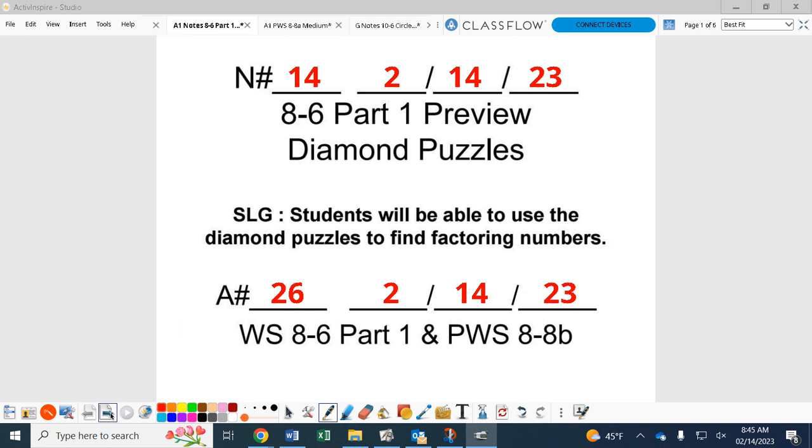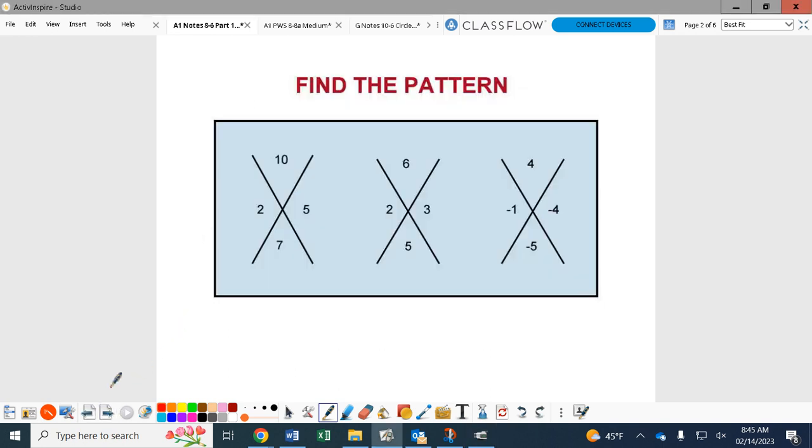You're going to need your calculators a lot to be able to do this. So this is going to show you the pattern. Whenever you factor a problem, you're going to use what's called this X method or the diamond method because the numbers are in the shape of a diamond and they follow a pattern. Look at these. If you've got 10 on top, how is the 10 related to the 2 and 5? And then the 2 and 5, how are they related to the 7? Then look at the next one. 2 and 3, how's it related to 6? And how's it related to 5? Looking at these, -1, -4, how does that have to do with 4? And then how does that have to do with -5?